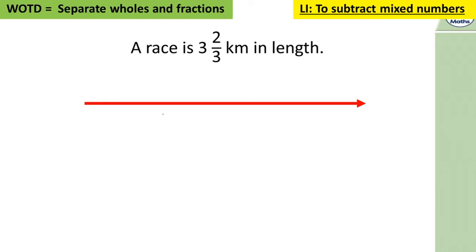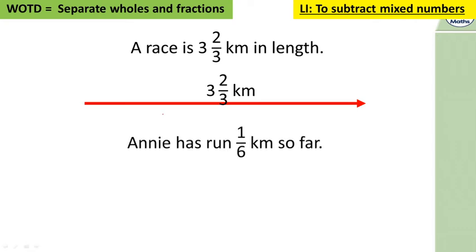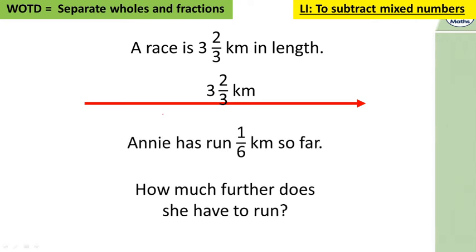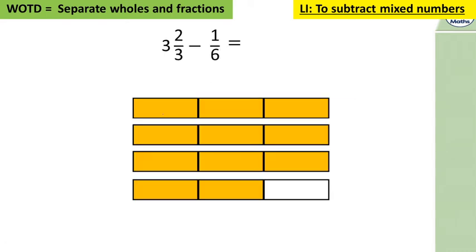Right, so a race is 3 2/3 kilometers in length. Annie has run 1 kilometer so far. How much further does she have to run? So how do you think you calculate that answer?